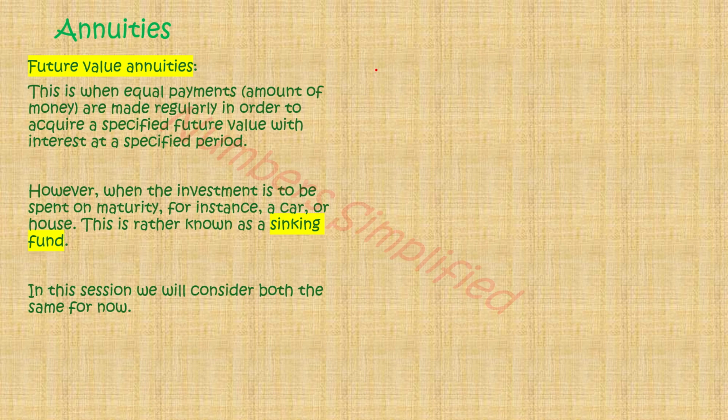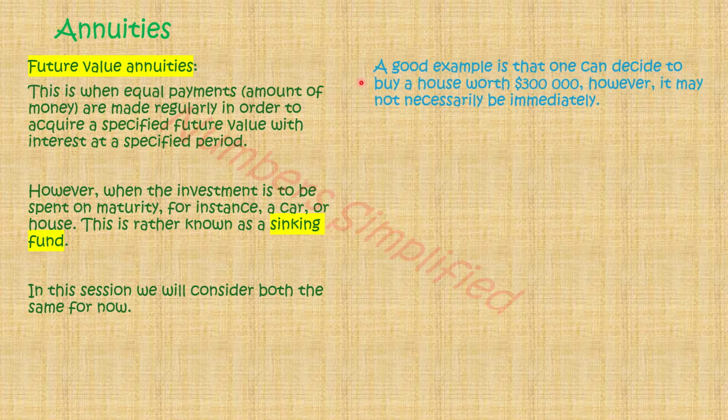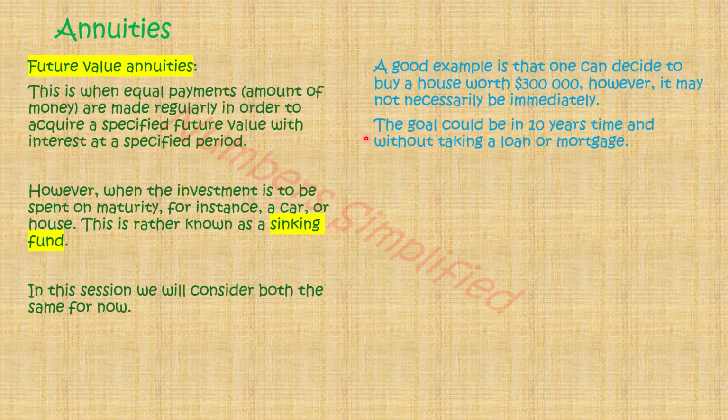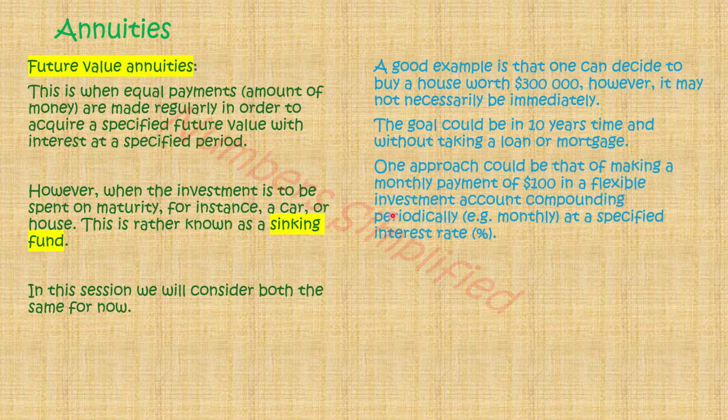Right, so a good example is that of one who decides to buy a house that is worth $300,000. However, it may not necessarily be immediately. And the goal could be in 10 years' time and without taking a loan or a mortgage. So, one approach could be that of making a monthly payment of $100 in a flexible investment account compounded periodically, for instance, monthly, at a specified interest rate.